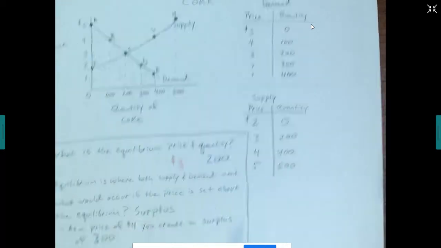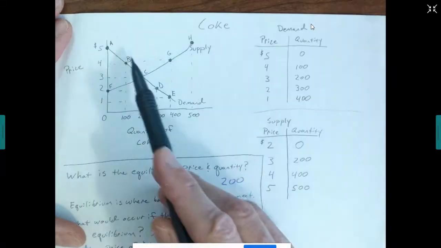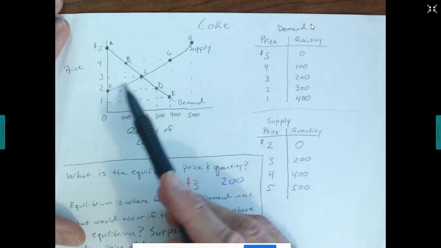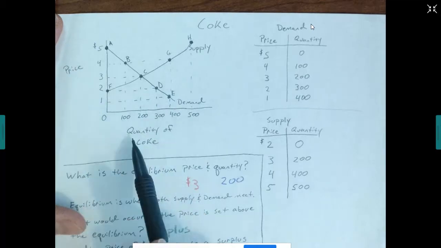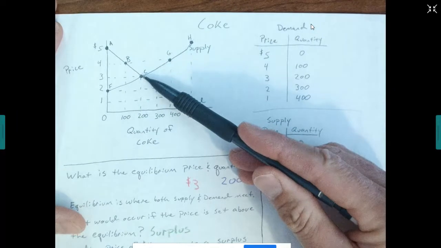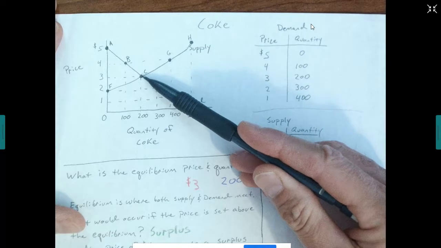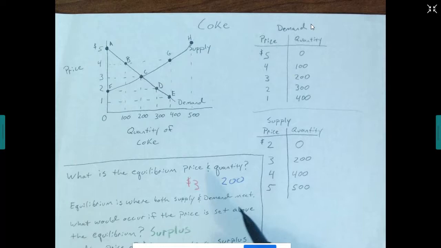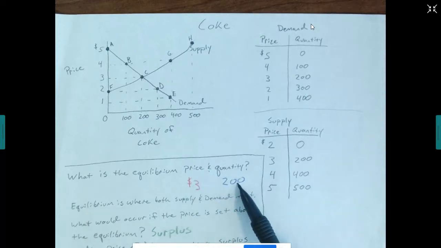We're going to now go ahead and plot supply and demand on the same graph. So we have that demand downward sloping line representing consumers and supply, the upward sloping line representing producers. Price on that vertical axis and quantity on the horizontal axis. The intersection of these two lines represents the equilibrium. At the equilibrium, everyone who wants one can get one. In this case, we have an equilibrium price of $3 and a quantity of 200.